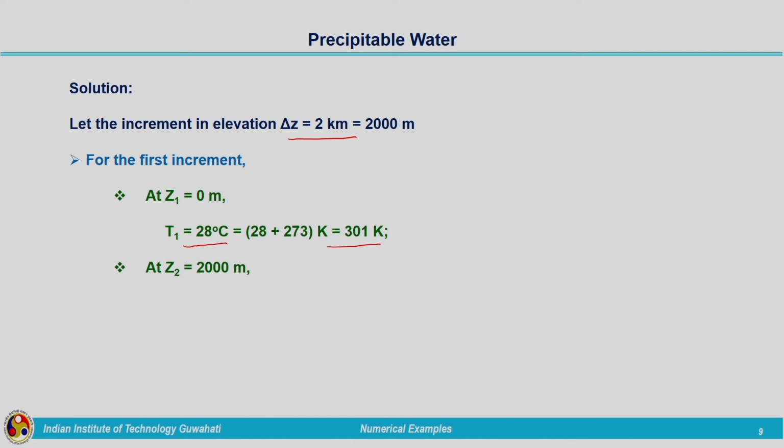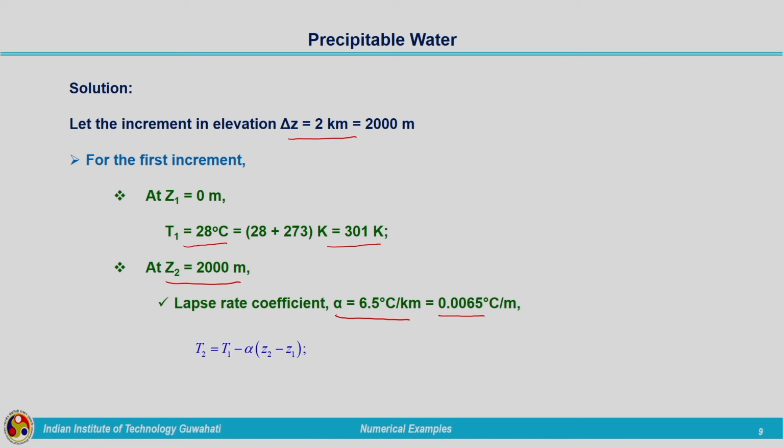Now, at Z2, what is our Z2? Z2 is 2000 meters above the ground surface. So, at Z2 we need to calculate temperature T2. We are having the lapse rate coefficient alpha is equal to 6.5 degree Celsius per kilometer. When it is converted in meters, it will be 0.0065 degrees Celsius per meter.